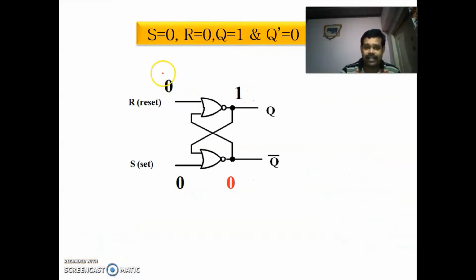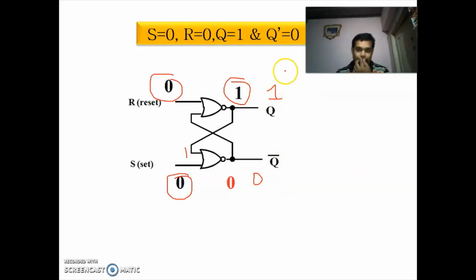When your S is equal to 0, R is equal to 0 and Q is equal to 1, again we will be getting this Q as 1. I already told you that this one will be coming as a feedback here. So one of the inputs is 1, here we will be getting 0. So automatically the complement of this one you will be getting here.